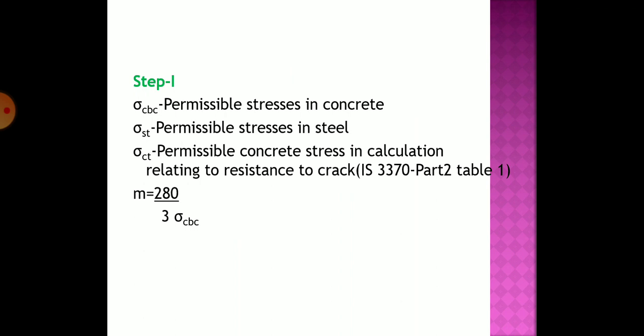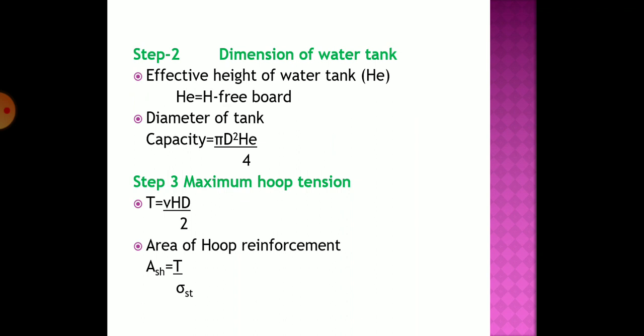Now the next term is sigma CT. This is the permissible concrete stress in calculations relating to resistance to crack. This value is also given in IS 456, but we take this value from IS 3370 part 2 table number 1. Then the next term is m. m means modular ratio. We all know that the formula for modular ratio is 280 upon 3 sigma CBC. The standard value of modular ratio is 6.